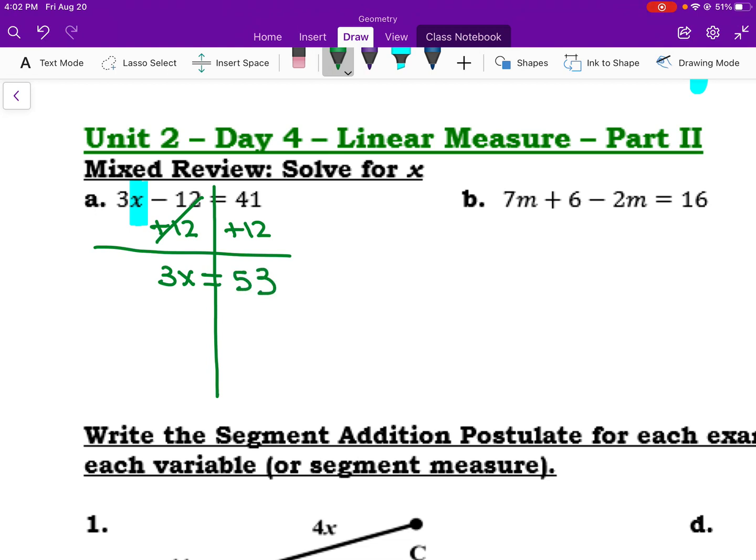So now I'm still trying to get x alone, right? And the 3 in the front is through multiplication. So if I undo that by division, this is going to cancel on the left, leaving me with an x. I could leave this as a fraction, 53 over 3, or if I wanted to approximate it, I could divide it out. But that's the idea of trying to isolate my variable and get it all by itself.